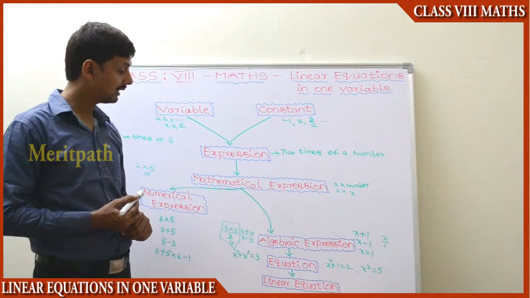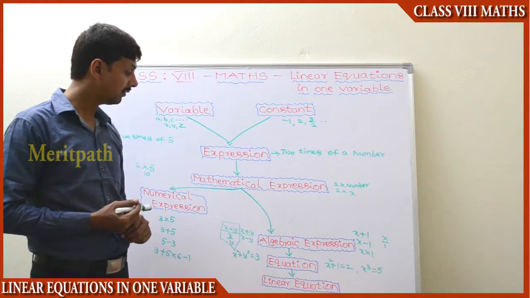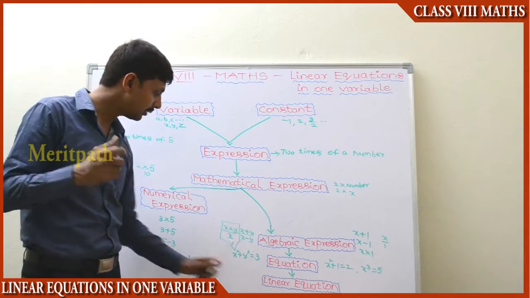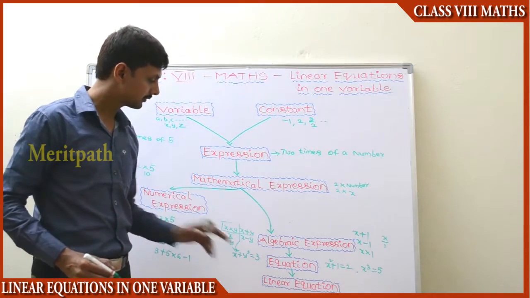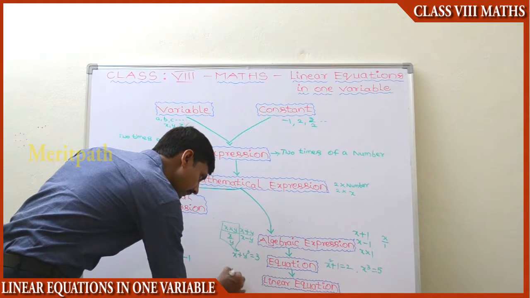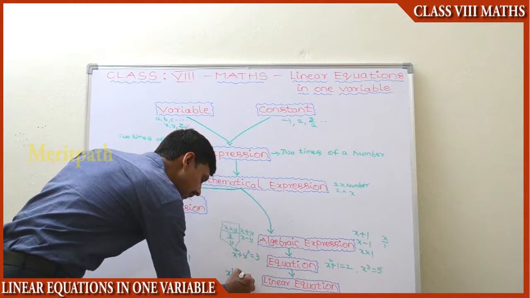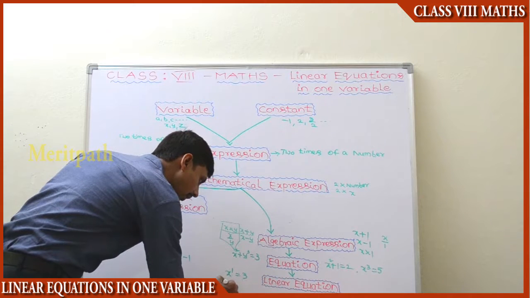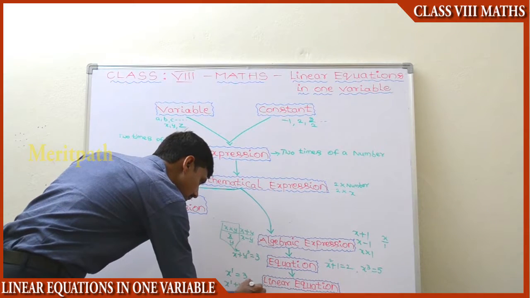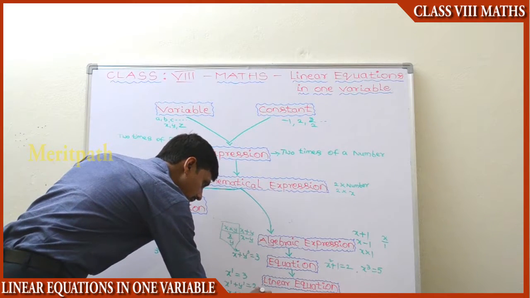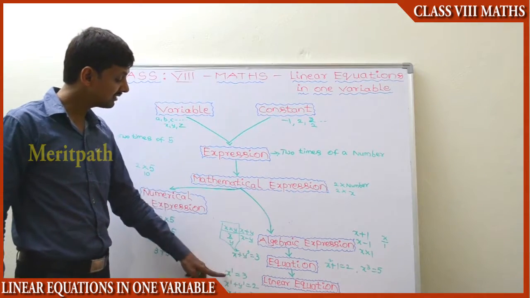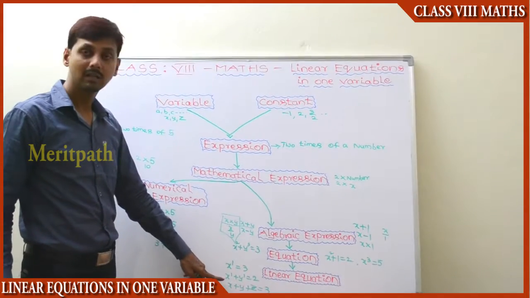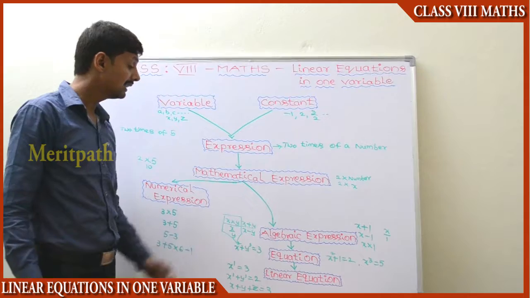And let's go for linear equation. An equation which has the highest degree of the variable as 1. Here we have taken 2. So when the highest degree of the variable is 1, we call it a linear equation. x power 1 is equal to 3, or x plus y is equal to 2, or x plus y plus z is equal to 3. These are the examples for linear equation. An equation which has the highest degree of the variable as 1, we call it a linear equation.